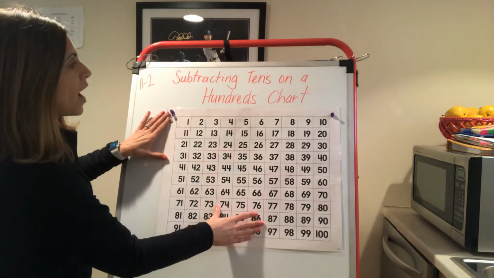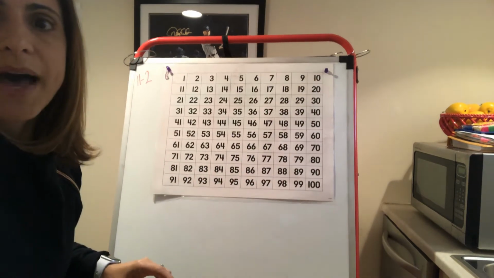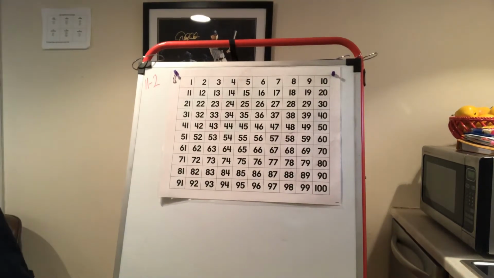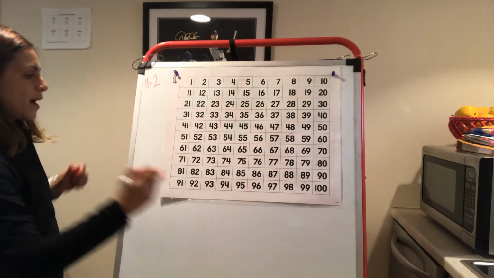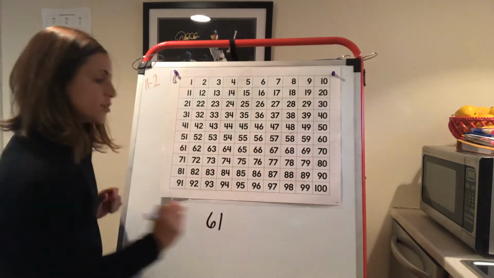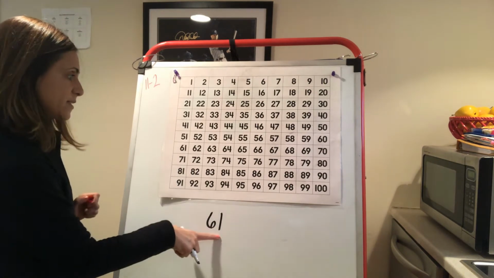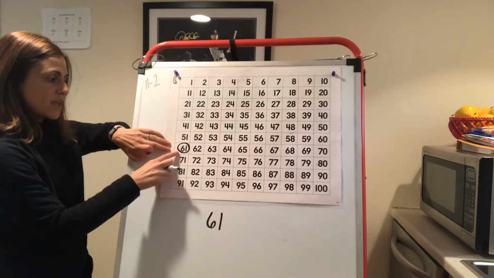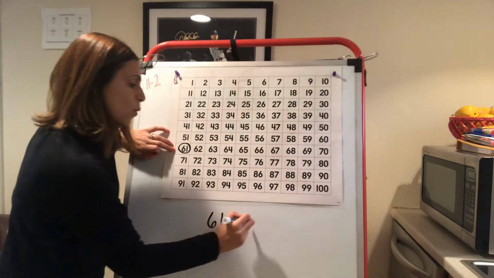Okay, so on this hundreds chart, I'm just going to scooch this up for you a little bit so we could see more problems along the bottom. I'm going to start with the number 61. Okay, so I'm starting with 61. And what I want you to do is find the 61 on the hundreds chart. Okay, 6 tens, 1 one. Here it is, right here. I'll even circle it for you. I'm going to take away or subtract, put your minus sign, one group of 10.